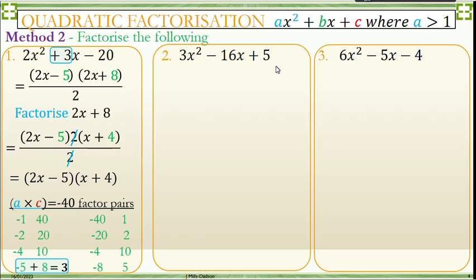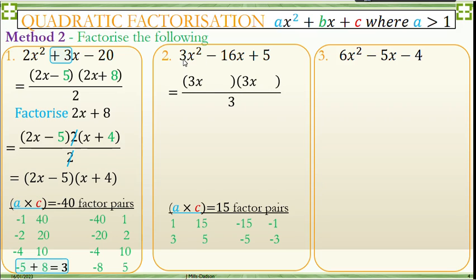So let's try this one also. Constant times by the coefficient of x squared. Let's list your factor pairs. And because it's 3x in one bracket, 3x in the other bracket, divide by 3. Choose the pair to make negative 16. There's this one. Put negative 15 and negative 1 in each of the brackets. Now check where can you factor out 3 so that you can cancel out the denominator of 3.